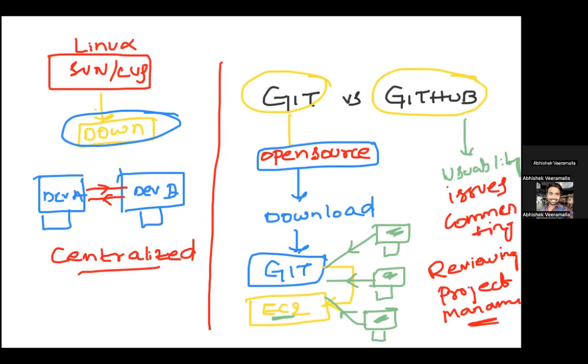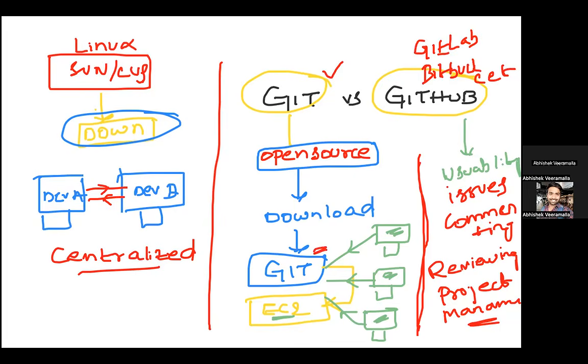So what essentially GitHub has done is they have built a solution on top of your Git. The same thing applies to other systems like GitLab, or other systems like Bitbucket. Fundamentally they were using the same concept of Git, and they were improvising the existing Git.